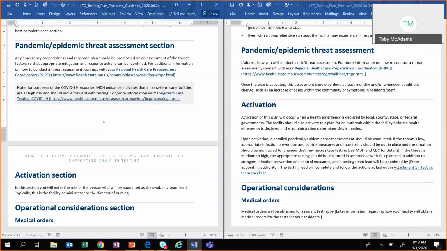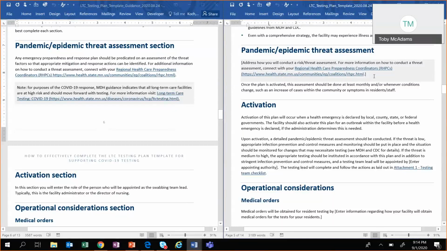So that assessment allows you to determine, do I need to move towards implementing my plan and conducting testing in my facility? Well, for COVID, we have determined, based on the disease and all the unknowns and the level of spread, that everyone is at high risk. And because of that, this threat assessment section doesn't really need to be touched at this point. That being said, we have an area here where it's highlighted for you to add information, but I recommend you do that after the fact.